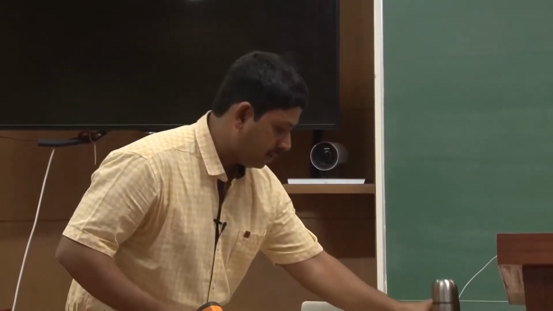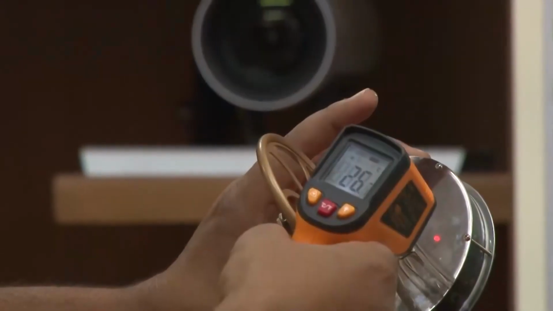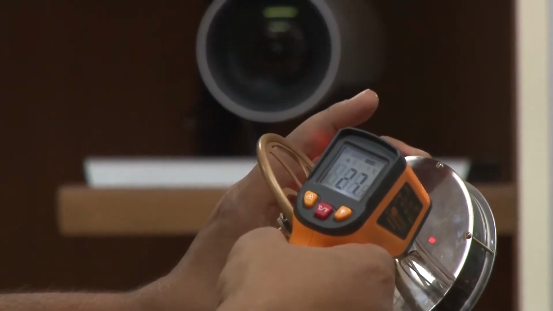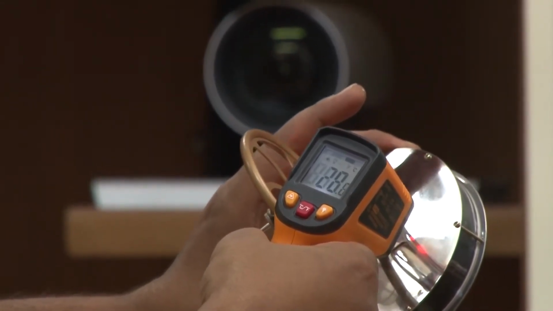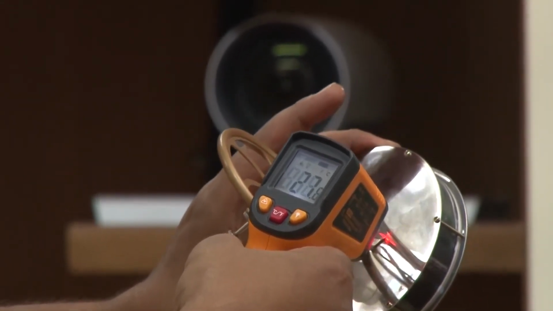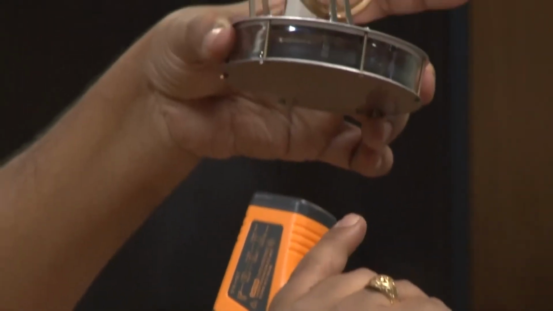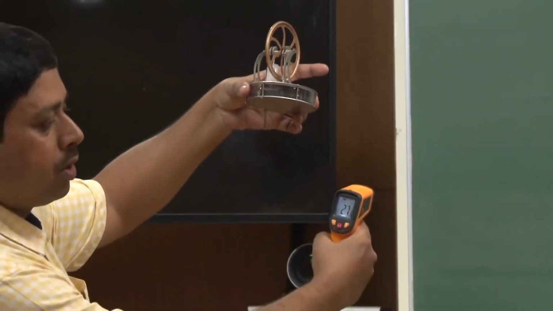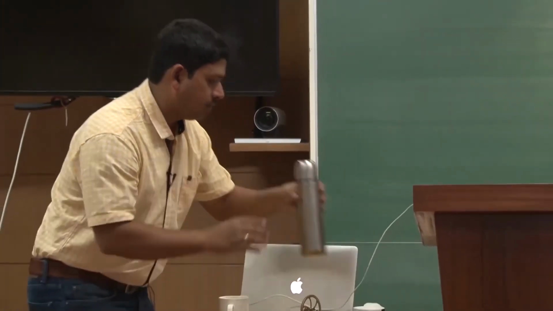So, before we show you that, we are also going to measure the temperature of the two plates. It is fluctuating between 24, 27, things like that. Let us see the bottom plate. The bottom plate is already a little bit higher, 27.3. Now, let us put the hot water. We have hot water here.